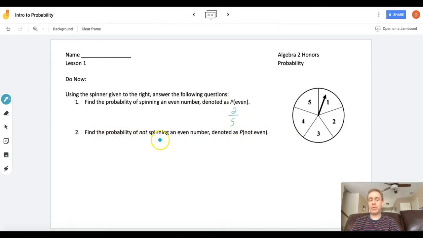And then find the probability of not spinning an even number, denoted by P of not even. Well, that would be the remaining numbers 1, 3, and 5. So there are 3 of those numbers out of the total number of 5. And that's just a simple probability of getting those 2 events there.